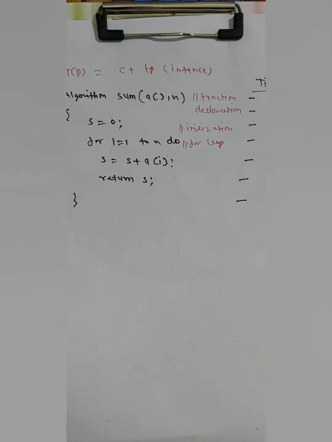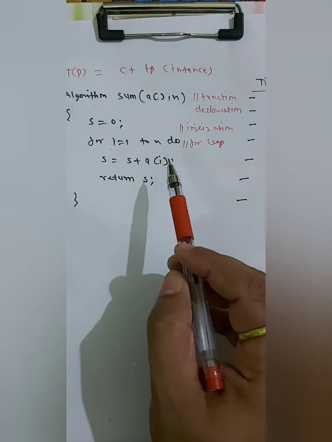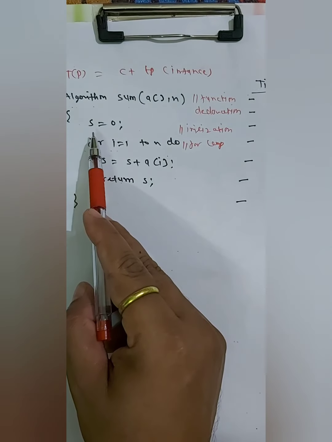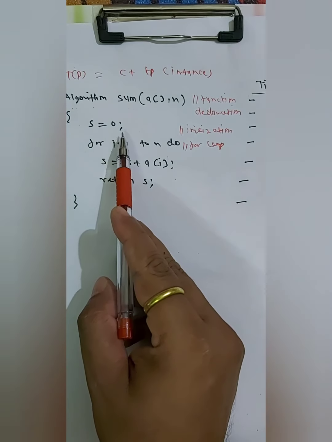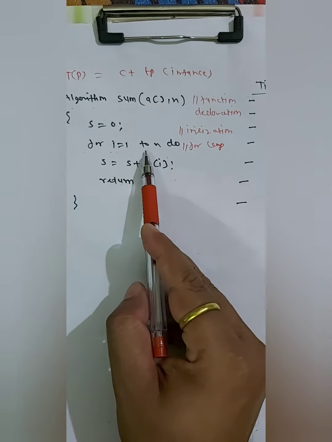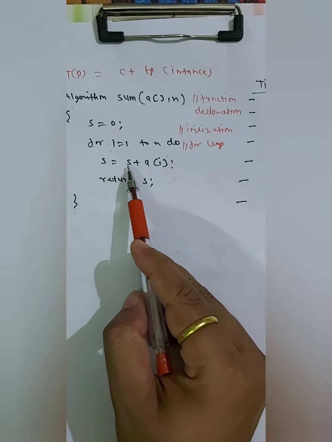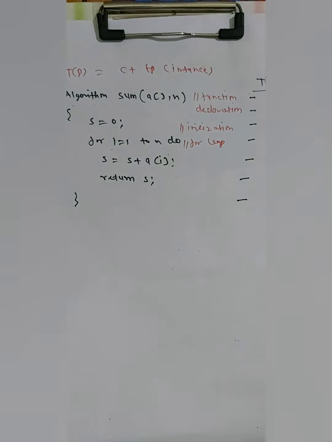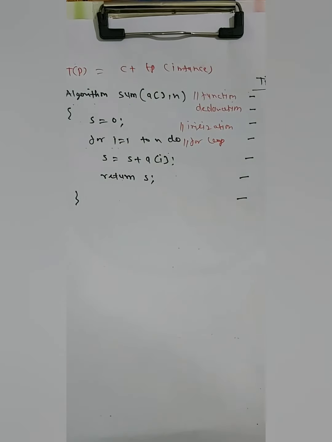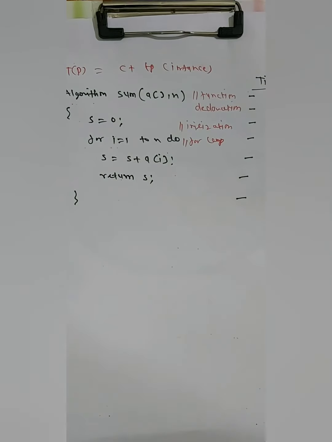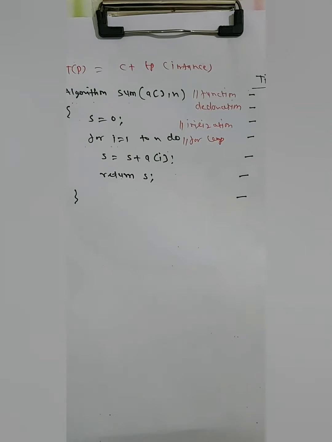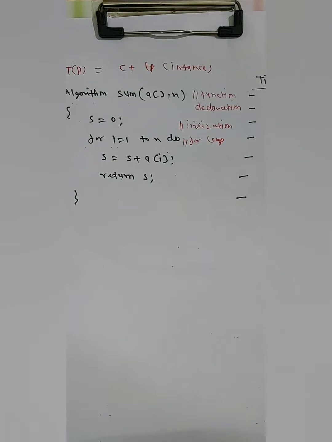So this is an example algorithm: Sum(A, n) { s = 0; for I = 1 to n: s = s + A[I]; return s }. Now here we will find out the time complexity. Basically the time complexity is a calculation of the fixed part and the variable part. So first we will find out the fixed part. Fixed part means the default time.